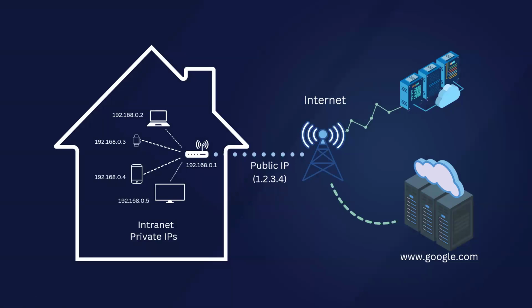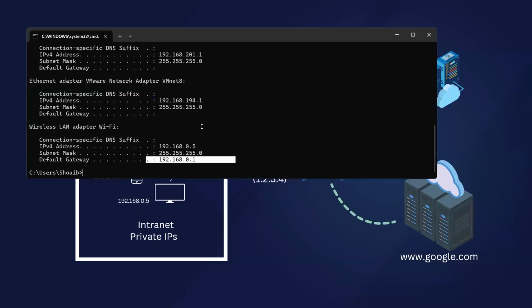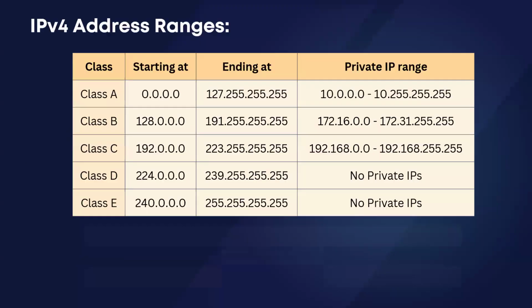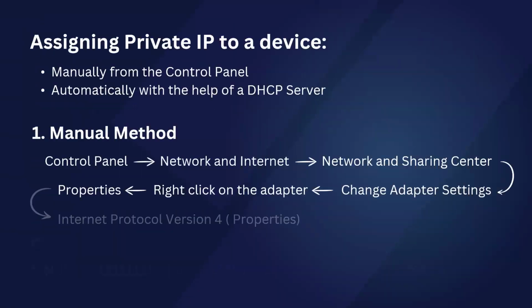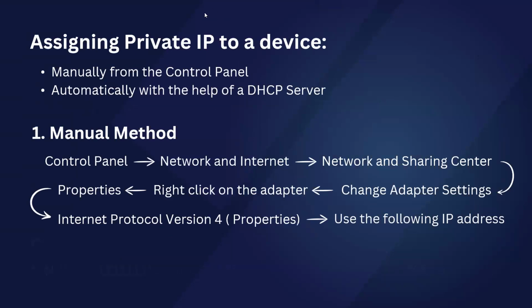So now that we know the subnet mask, default gateway, all these properties, we need that information to assign an IP. Okay, and you can assign IP addresses, the private IPs, to your system in two ways. One, you can assign it manually from the control panel. Or two, you can get it automatically from something called a DHCP server. Right now I'm getting it from a DHCP server. But if I wanted to assign it manually, this is the step-by-step procedure for it.